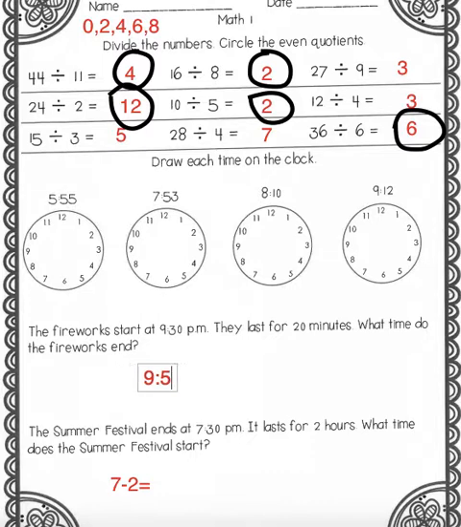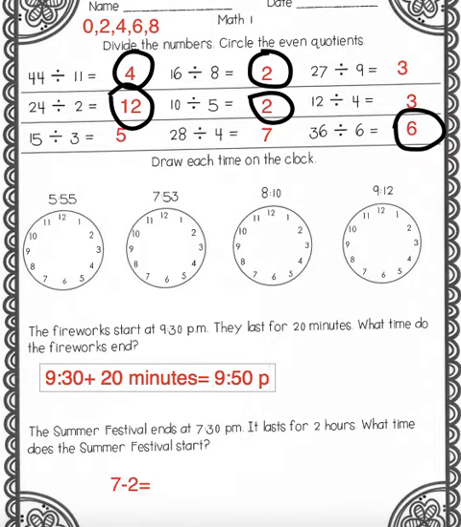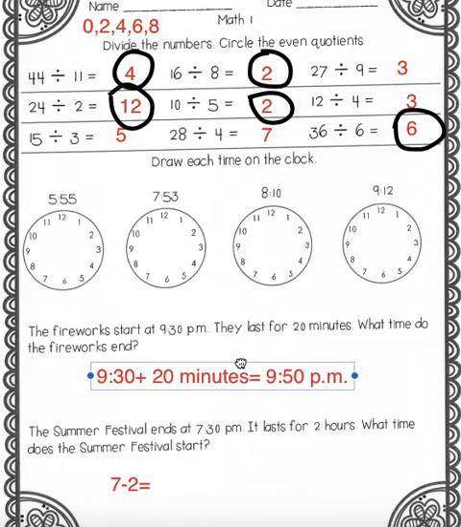So let me just write it for you one more time. So 9:30 plus 20 minutes. So we would add 20 to this 30 here because this is our minutes, would equal 9:50. And we are still in p.m., which means it would be at 9:50 at night.